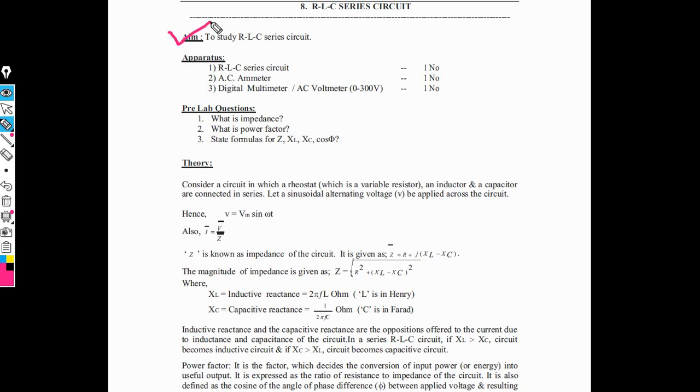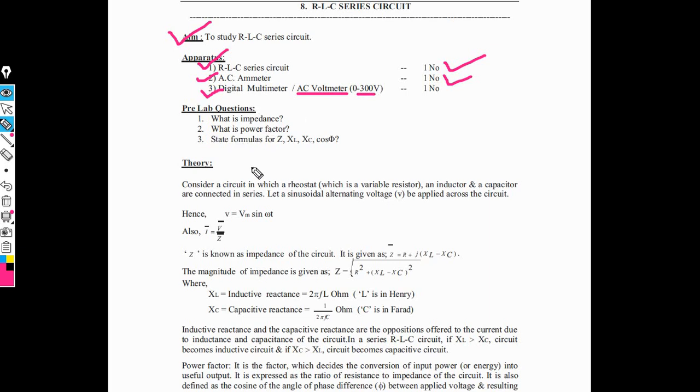Then we need apparatus: one RLC series circuit, then an AC supply, and one AC ammeter. Then a digital multimeter, that is an AC voltmeter with a range of 0 to 300 volt.